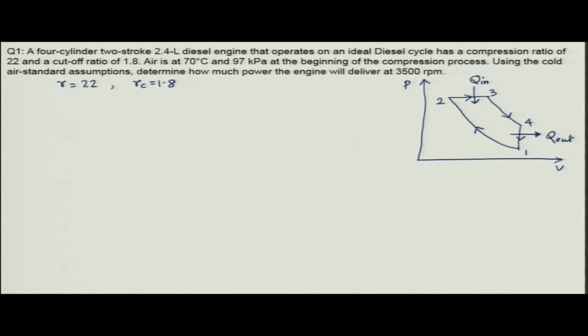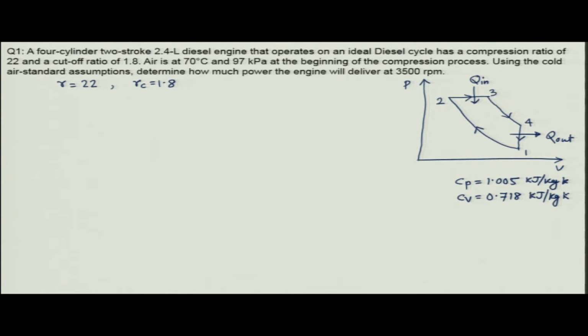To proceed with the analysis, as mentioned, we will use the cold air standard assumptions. That means the specific heat will not be a function of temperature, and we can take Cp equal to 1.005 kilojoule per kg Kelvin and Cv as 0.718 kilojoule per kg Kelvin.